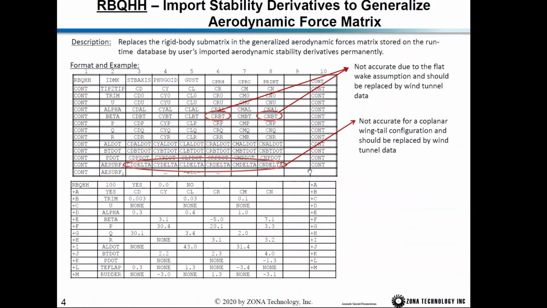And we have a card called RBQHH, because the generalized aerodynamic forces of the rigid body mode are actually related to the aerodynamic stability derivatives. Now, if you have CFD computed or wind tunnel measured stability derivatives, you can use RBQHH to replace the ZAERO computed ones with the wind tunnel or CFD computed stability derivatives.